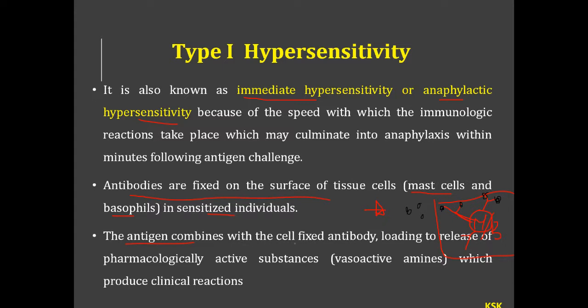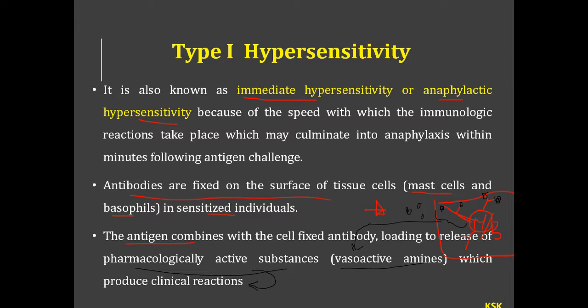See, the antigen combines with the cell-fixed antibody. The antibody attaches to the cells. What type of cells do they attach to? They attach to the mast cells or the basophil cells. When the antigen attaches to this antibody, the antigen-antibody reaction takes place here, and this reaction causes the release of vasoactive amines, and these vasoactive amines are pharmacologically active substances. What will they cause? Chemical reactions. What type of chemical reactions? As we discussed, anaphylaxis, atopy, etc.